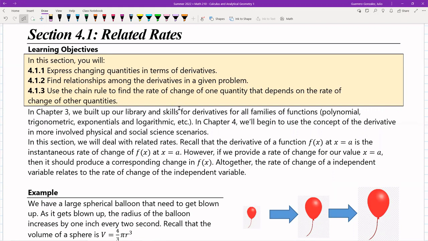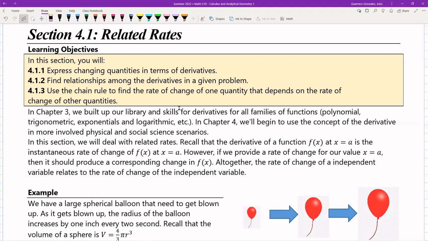Chapter 4 deals with specifically some applications of the derivative. So it's this chapter where we're going to be sticking it into more physical and social science scenarios. Basically, we're going to stick it into other subjects and see what it does. Okay. So the very first section that we're going to do is section 4.1, and that deals with related rates.